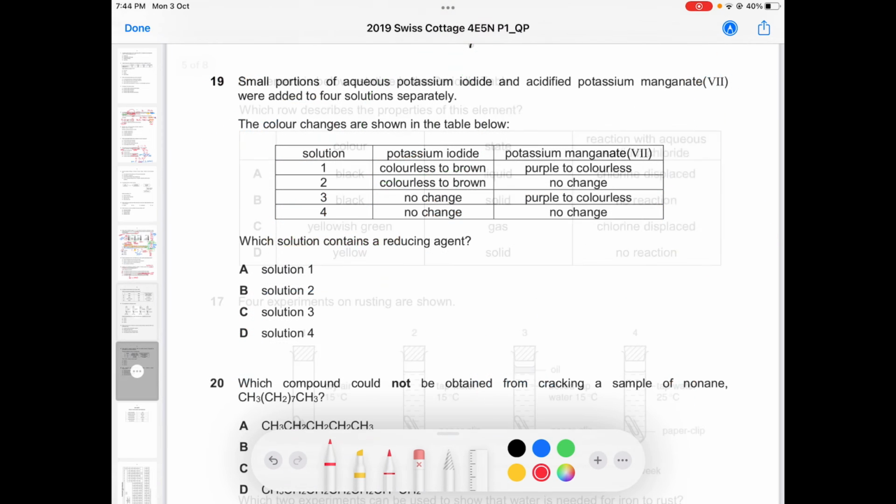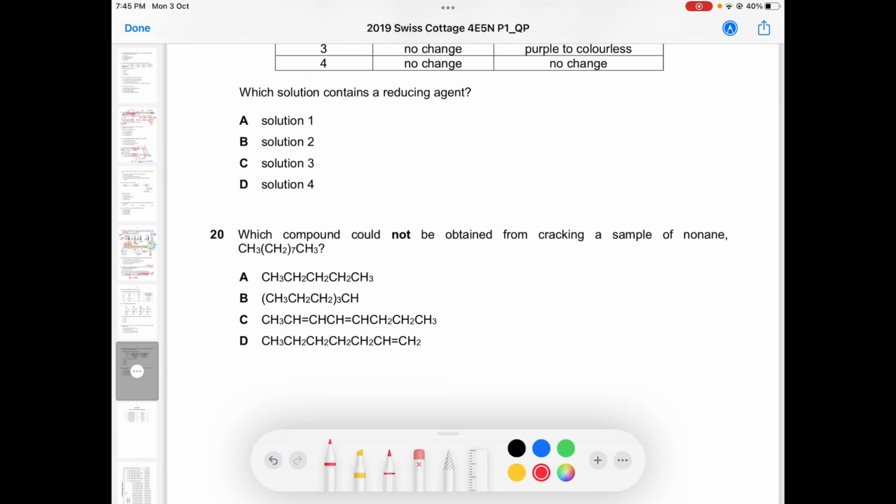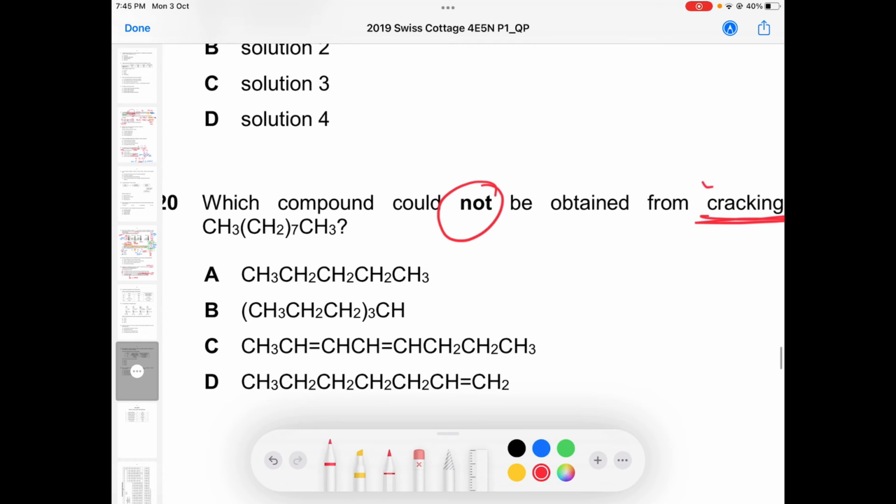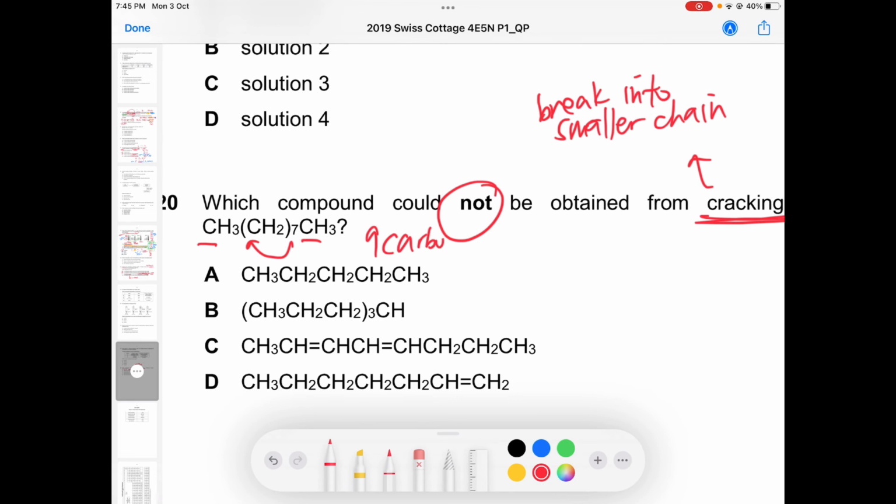For question 20, only 14 got it correct. Which one is not obtained from cracking? So cracking means break into smaller chains. So I have 2 carbon plus 7 carbon, total 9 carbon. So when I want to crack, I will make it into shorter chains. So from 9 carbon it becomes maybe 4 or 5 or 6 carbon.